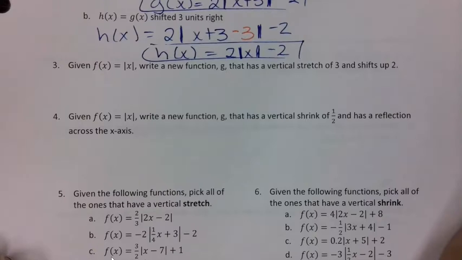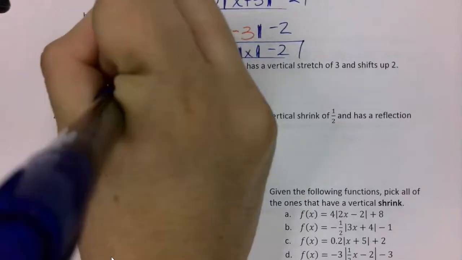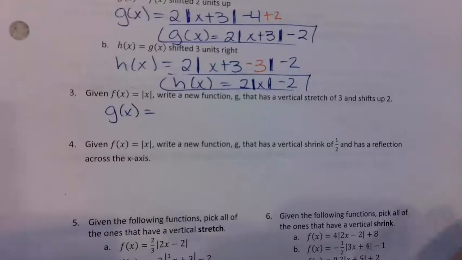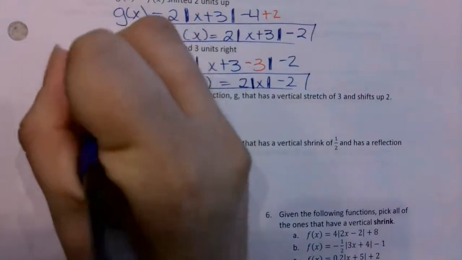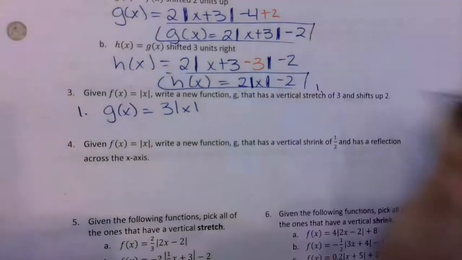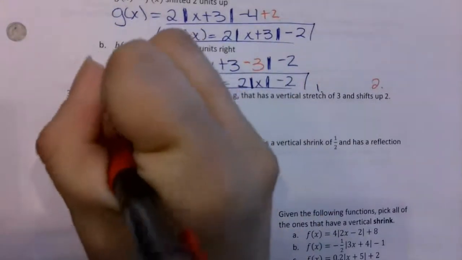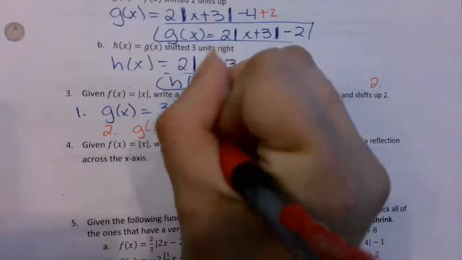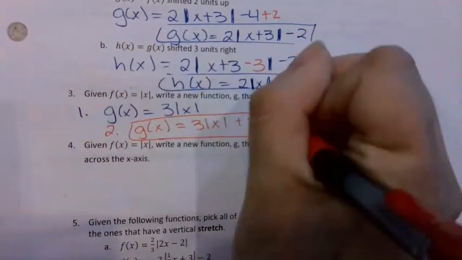Number 3, it wants me to write a new function that has a vertical stretch of 3 and shifts up 2. So the first thing I'm going to do, because it tells me it has a vertical stretch, is write 3 on the outside of my absolute value function. This is my first step. My second step is going to be to shift up 2. So because this happens second, it doesn't affect the vertical stretch that already has happened. Shifting up 2 just goes straight at the end.